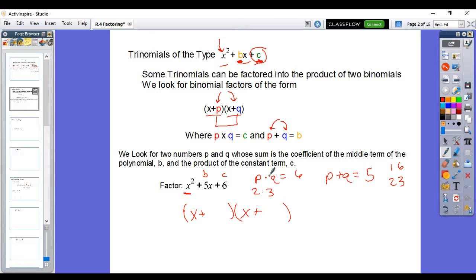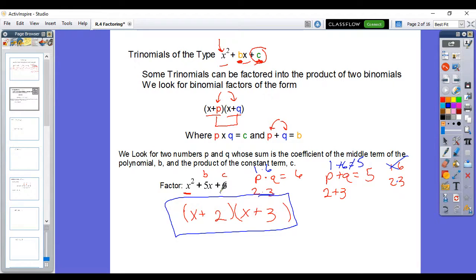Good. Now, is that the answer? Well, let's double check. Does 2 plus 3 give me 5? Yeah. The reason it's not 1 and 6 is 1 times 6 does give me 6, but 1 plus 6 does not give me 5. So that's why it's for sure not that. So it's 2 and 3. This is factored. So this term right here has been factored down to this. So the question you ask is what times what gives me this? But what plus what gives me this? Exact same numbers. These have to be the exact same numbers right here.